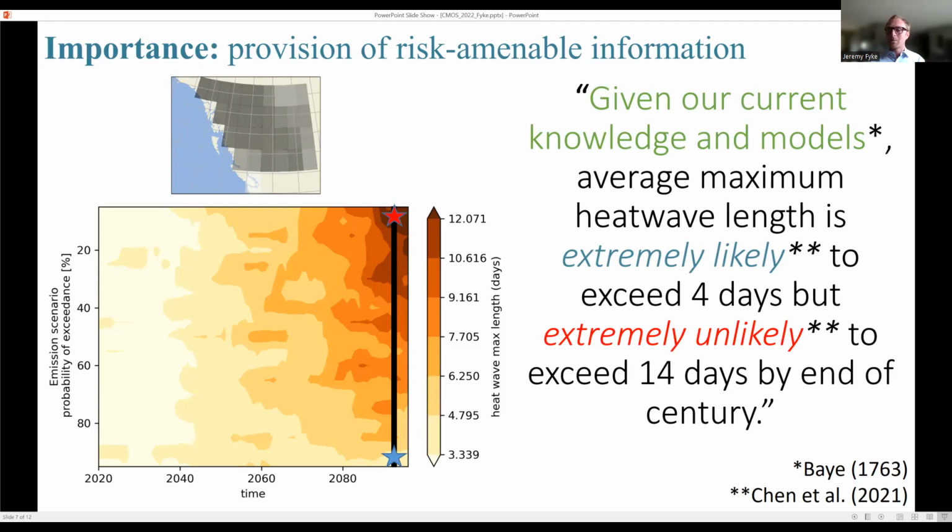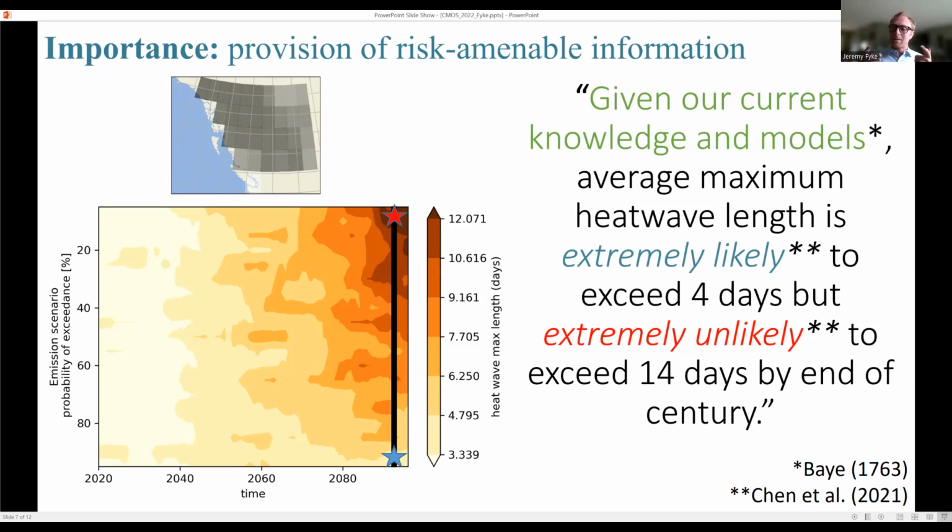Given our current knowledge and models, average maximum heat wave length is extremely likely to exceed 4 days, but extremely unlikely to exceed 14 days by the end of the century. Now, don't hang your hat on these numbers. This is not meant to be fed into any real projects here, but the point of the statement is the important thing. What's maybe most important is what's missing.